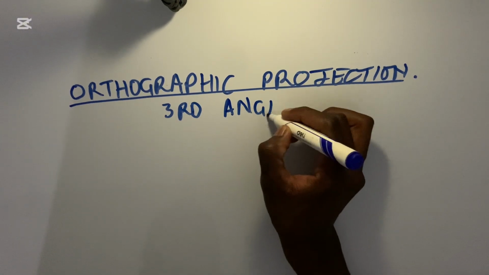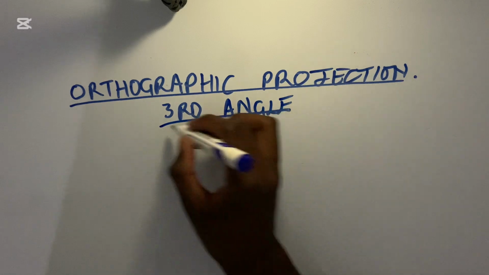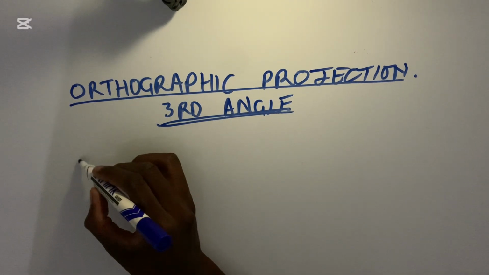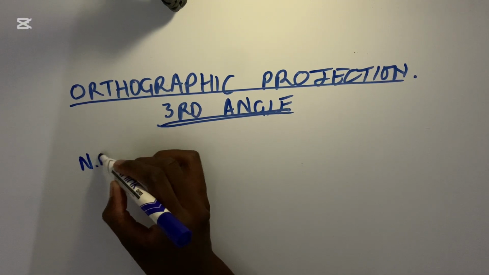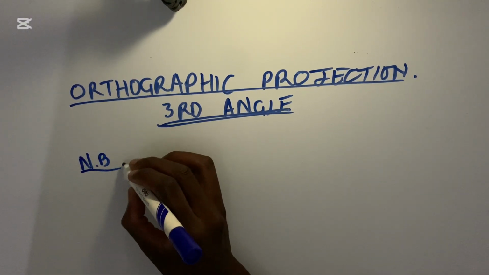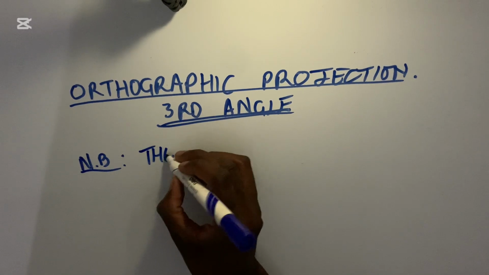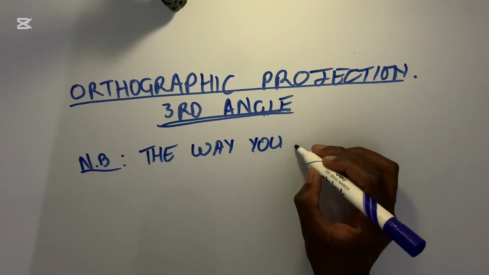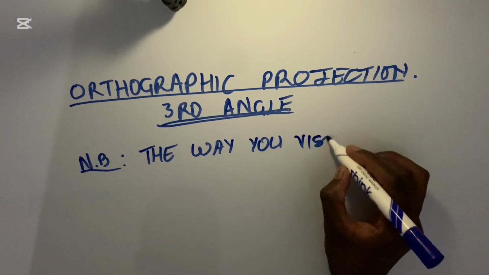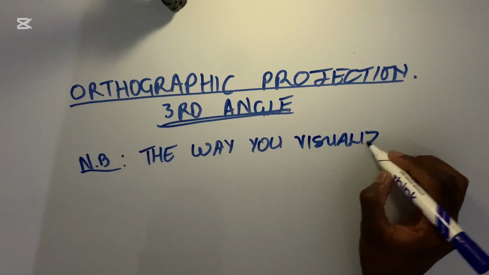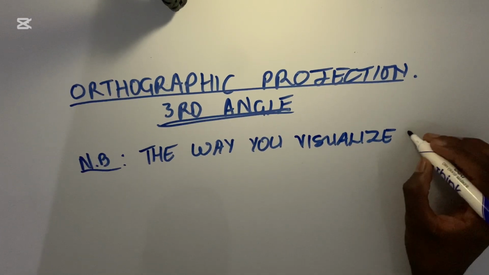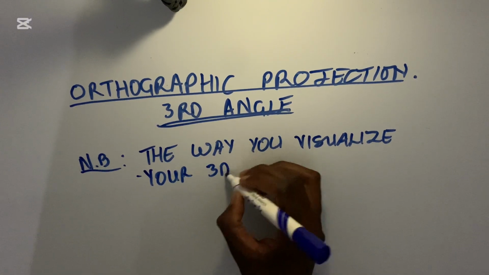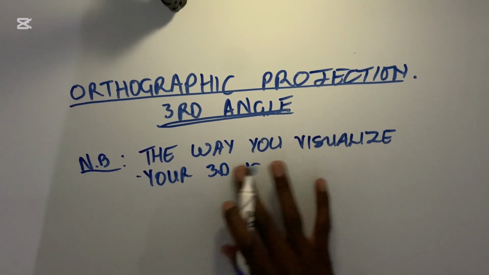So for this assignment, we're going to be doing third angle. I'm going to give you the rule or the principle that you must follow when you're using third angle projection. What you want to know is the way you visualize an object, whether it be a house or whatever, that's how you project it to the plane of projection.